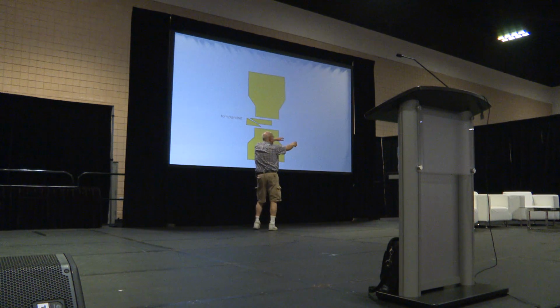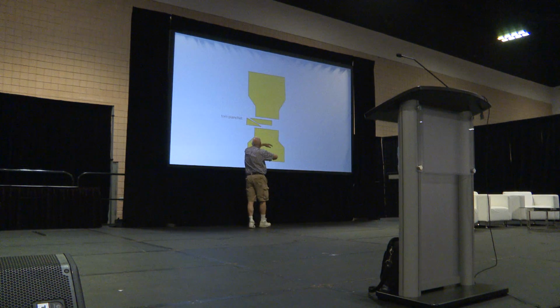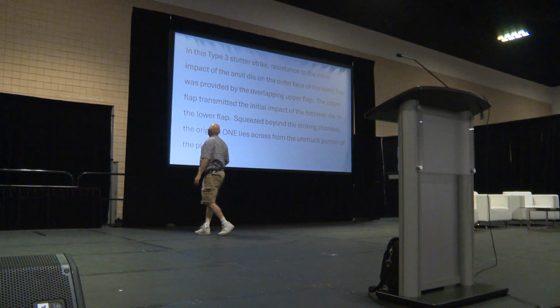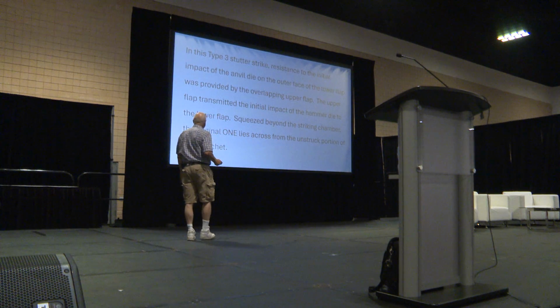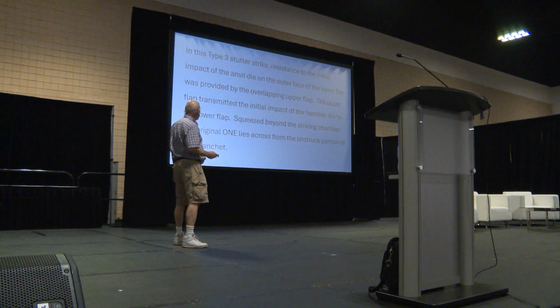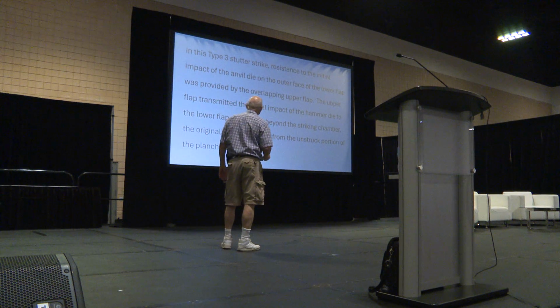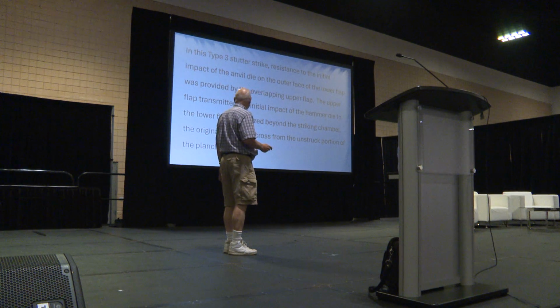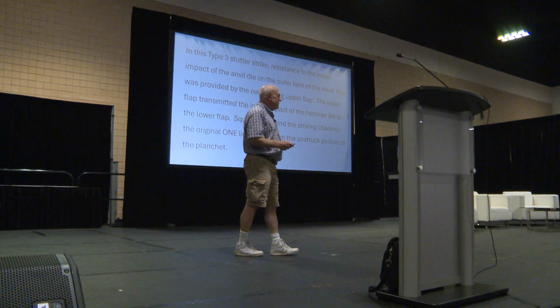Now this is more or less what happened. 2 torn flaps lying across from each other, the hammer die comes down. We get an initial design forming here. As they continue to be squished, this flap gets pushed out. In this Type 3 stutter strike, resistance to the initial impact of the hammer die on the outer face of the lower flap, the lower face in other words, was provided by the overlapping upper flap. The upper flap transmitted the initial impact of the hammer die to the lower flap. Squeezed beyond the striking chamber, the original "one" lies across from the unstruck portion of the planchet.